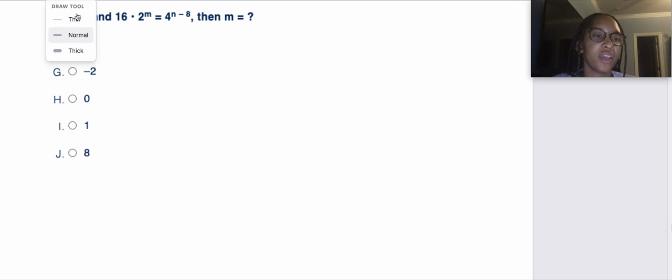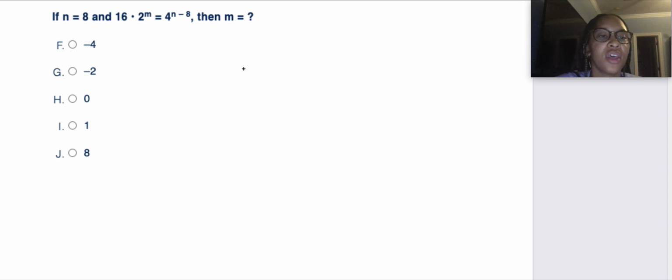If n equals 8 and 16 times 2 raised to the m power equals 4 raised to the n minus 8 power, then m equals what? So the first place I would start here is I would go ahead and plug in 8 for n. So when we plug in 8 for n, we'll get 4 to the 8th power minus 8.